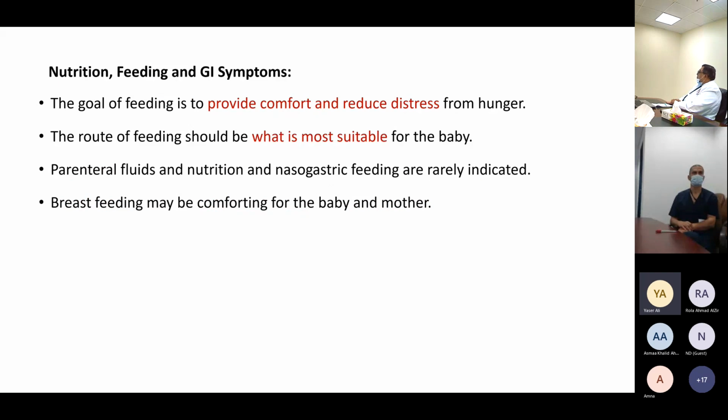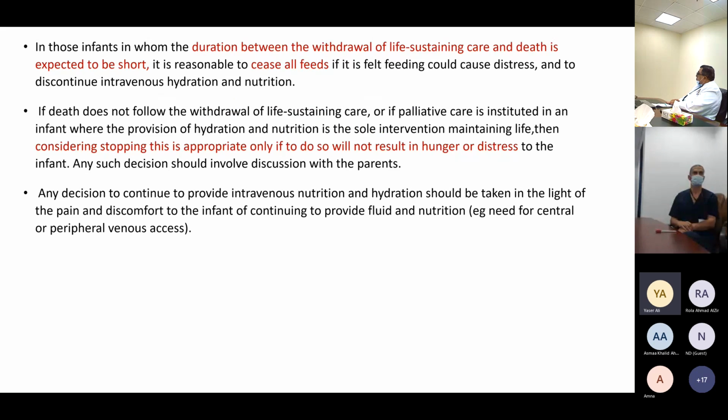Regarding nutrition, feeding, and GI symptoms, the goal of feeding is to provide comfort and reduce the stress from hunger. The route of feeding should be what is the most suitable for the baby. In those infants in whom the duration between withdrawal of life-sustaining care and death is expected to be short, it is reasonable to cease all feeds if it is felt feeding could cause distress. Considering stopping nutrition or hydration is appropriate only if to do so will not result in hunger or distress to the infant.